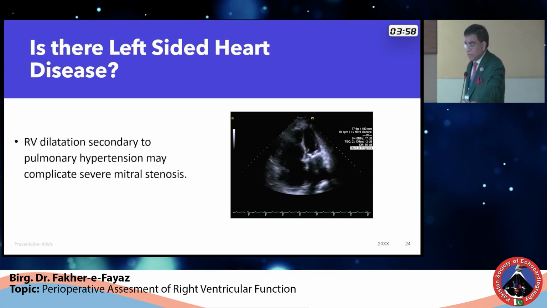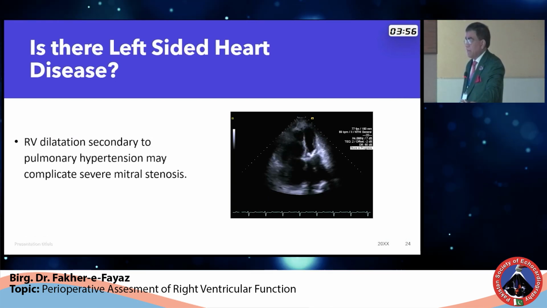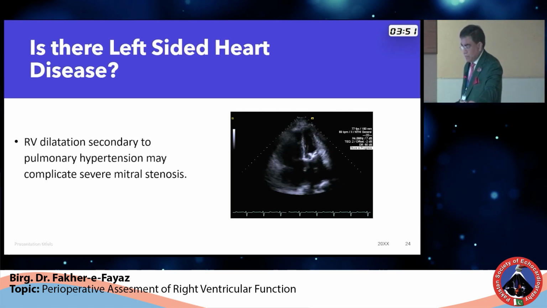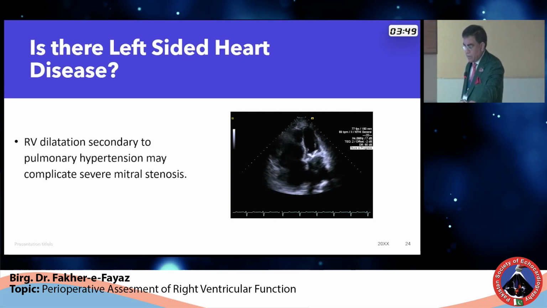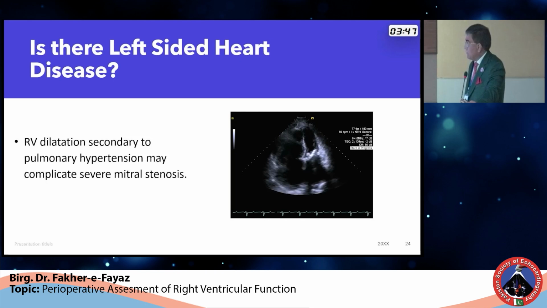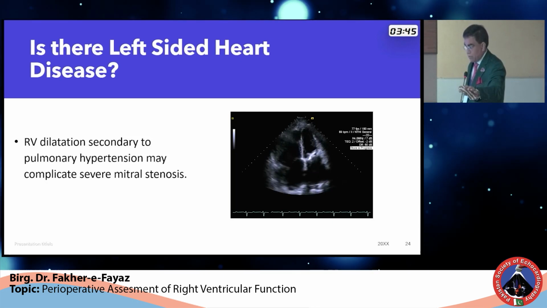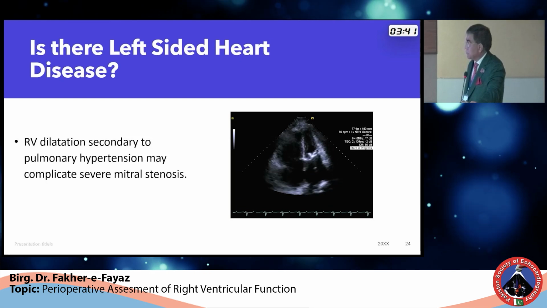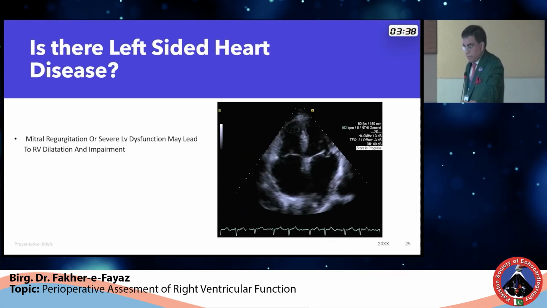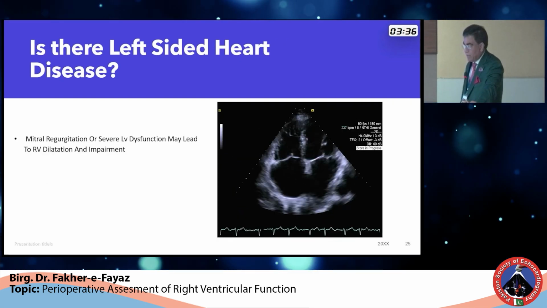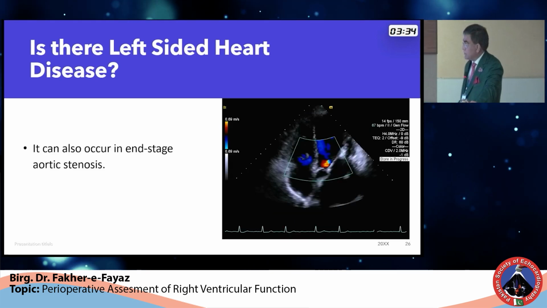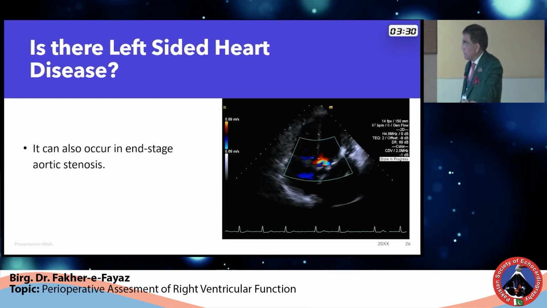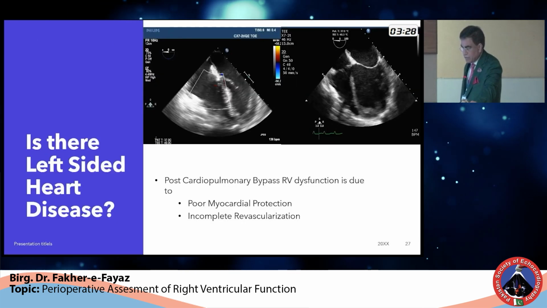So, is there any left-sided heart disease? The majority of left-sided heart disease will definitely affect the right side as well. If there is severe mitral stenosis, it is going to affect the RV function and RV size. Yesterday, we had a very good case of that with anomalous pulmonary venous return as well. MR will again affect the RV size and function. End stage aortic stenosis, again, is going to affect the RV size and function.